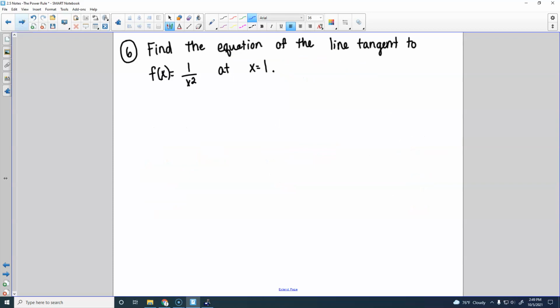All right. Okay. Let's do a tangent line problem. It's going to be so much easier. So much easier to do a tangent line problem now. So we want the equation of the line tangent to f of x equals 1 over x squared at x equals 1. It's going to be ridiculously easier than it was before.